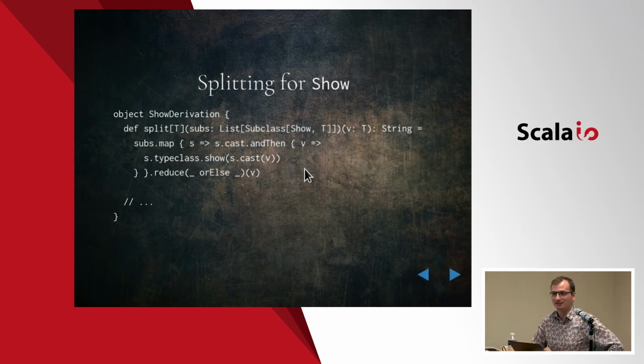What cast does is it will match. So we have the subtypes here, a list of subclasses of our sealed trait, and for each one we get a cast partial function which will match if and only if the instance that we pass it happens to be of the type for that subclass.